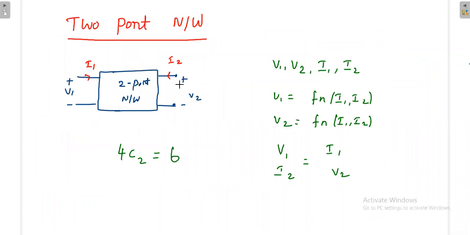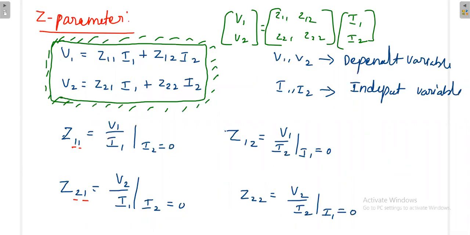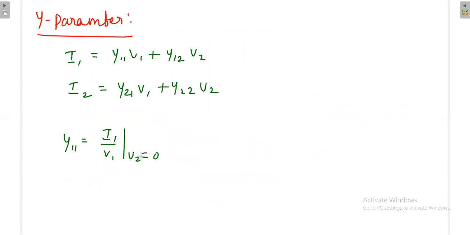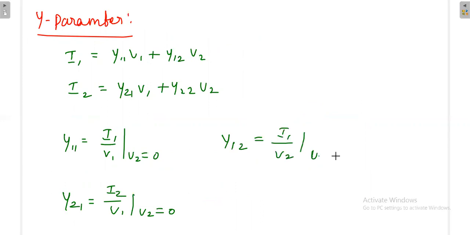This is the original network. Here you have to make a short. If a load is there, you remove the load, then you make the short circuit, then only V2 will become 0. So once you do the short circuit at the output side and measure at the input side, that ratio is Y11. Similarly, Y21 in the same circuit is I2 divided by V1 when V2 is 0. Then Y12 is I1 by V2 when V1 is equal to 0, and Y22 is I2 divided by V2 when V1 is equal to 0.